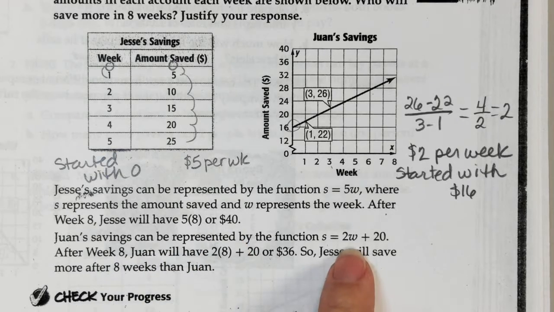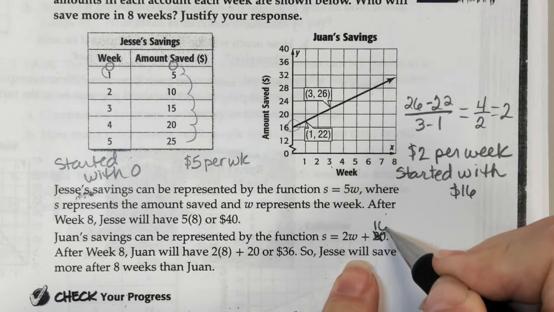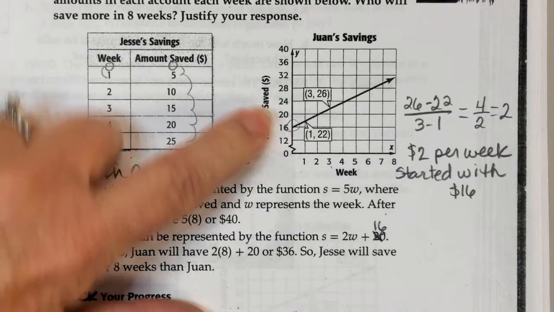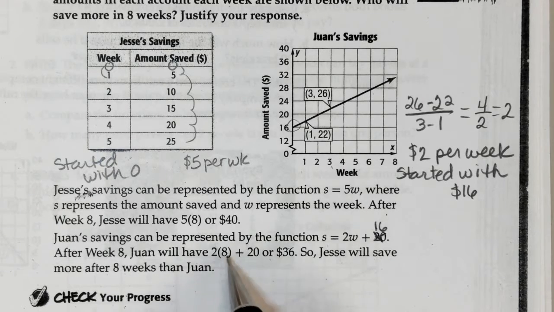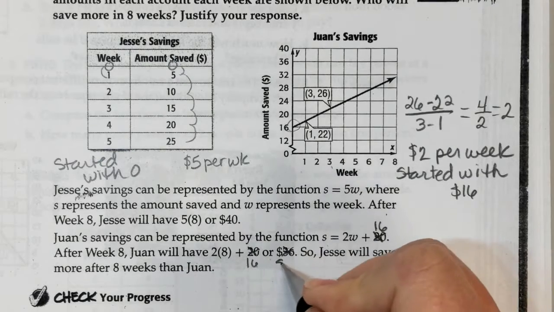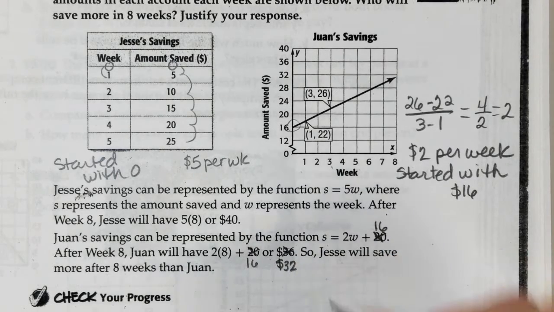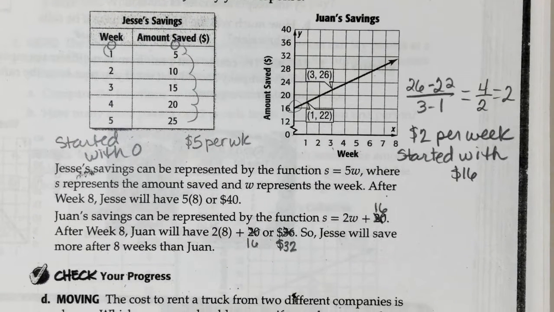Juan's savings can be represented. Look how this looks different. There's the $2 per week plus 20. This is a typo. That should be 16. So change that 20 to 16. Because if it was 20, the graph would have started at 20. So after week 8, Juan will have, if we plug it in, and this is going to be 16 instead of 20, so that's going to make this $32. So make sure you fix that. So Jesse will save more after 8 weeks than Juan.